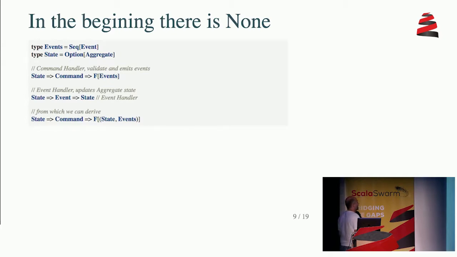But there's still something missing here. What is missing is that I don't have an aggregate in the beginning. So back to the shopping cart example, at some point you don't have it. So you need to send the first command that will either create that shopping cart, or you just add the first item, and that first item will create it and add an item. So what you get is not the aggregate, but an option of aggregate. At some point you have nothing, and you send the first command, it will emit the first event ever for this specific aggregate, and that event will transform your none to some aggregate when applied.